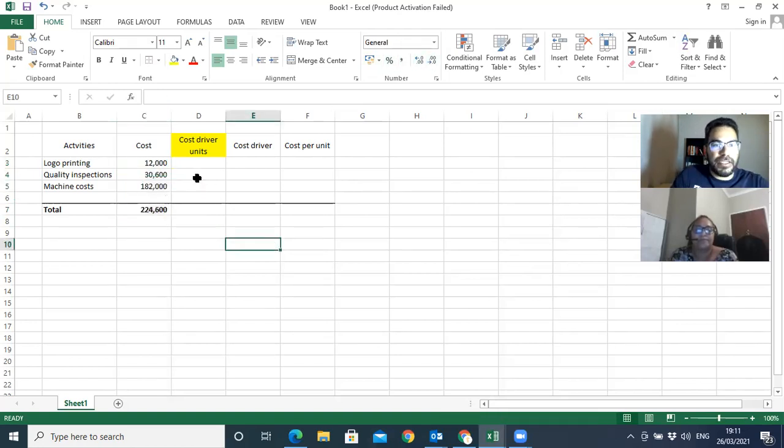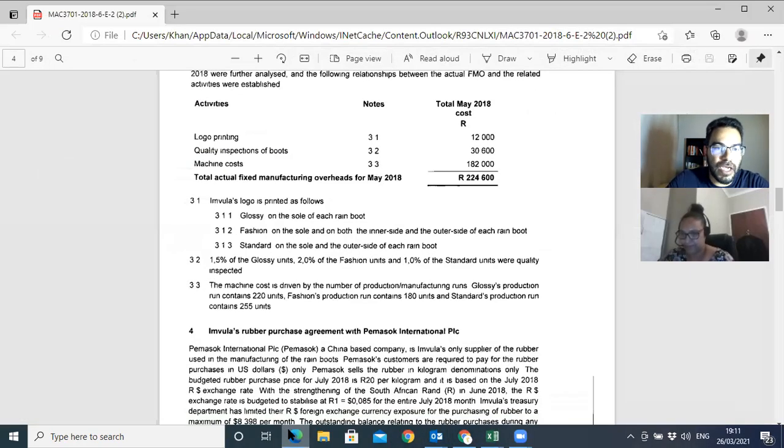Now comes the interesting part. Like I said, the orange you don't need, but I'm going to put it in. You don't need to put it in, but you have to identify it. Without identifying the orange, you won't be able to come up with a cost driver. So when they talk about logo printing.